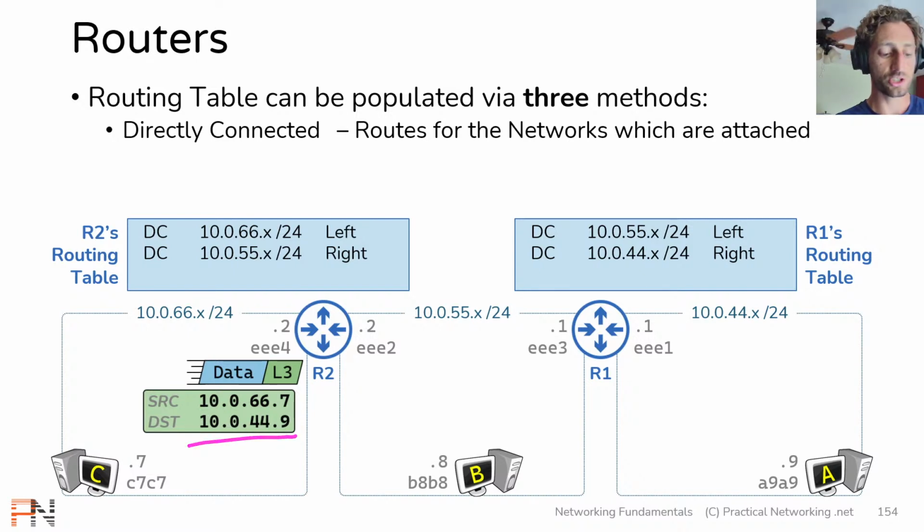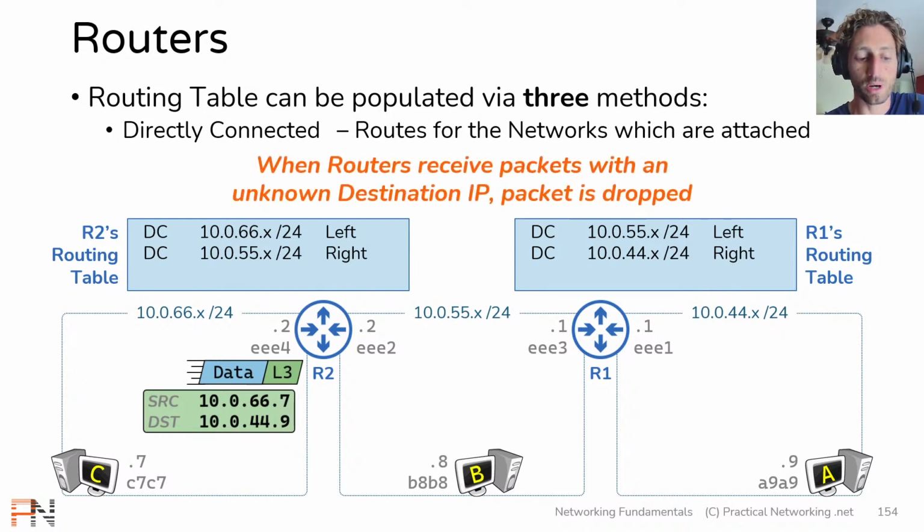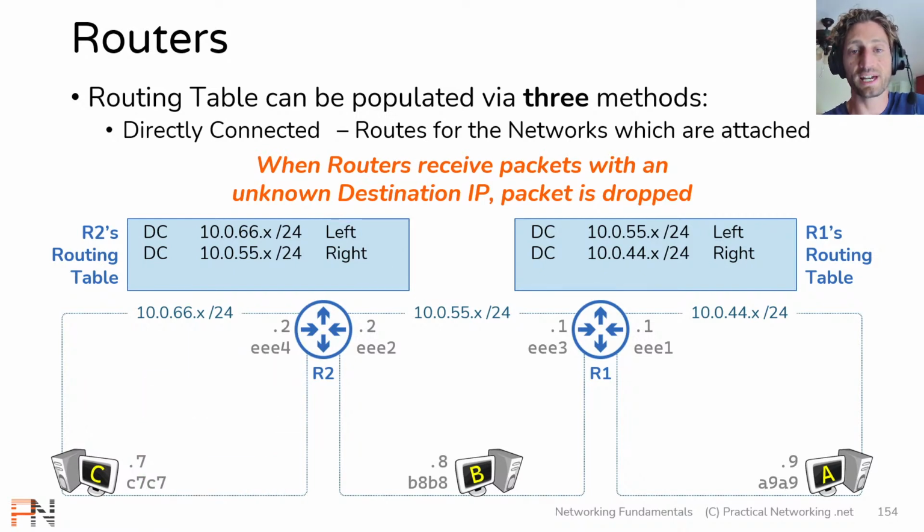This packet is destined to 10.0.4.4.9. That's host A's IP address. But if we look at R2's routing table, we don't have an entry for 10.0.4.4. At the moment, R2 doesn't know of the 10.0.4.4 network, which means R2's only option is to drop that packet. You see, when a router receives a packet that it doesn't know how to deliver, all it can do is drop that packet. The route table is essentially a map of every network the router thinks exists. So if this packet shows up and R2 doesn't have that network in the routing table, R2 will assume that that network doesn't exist and will simply drop that traffic.